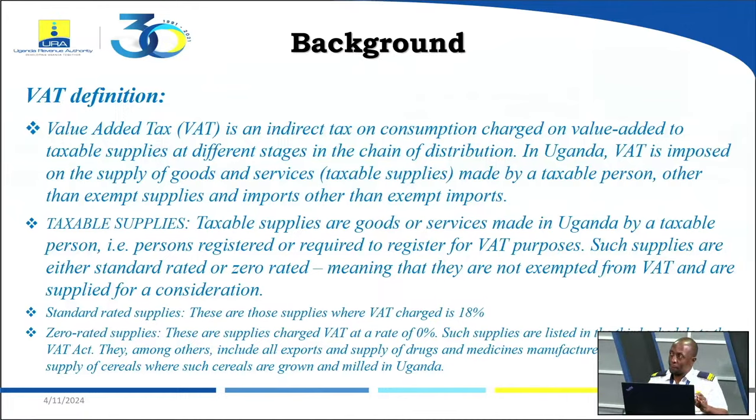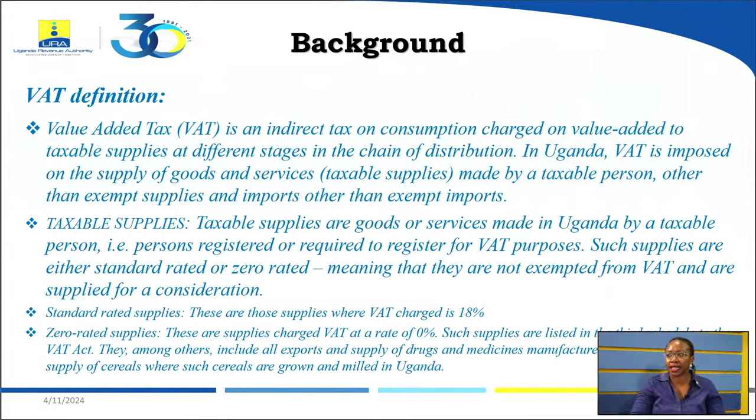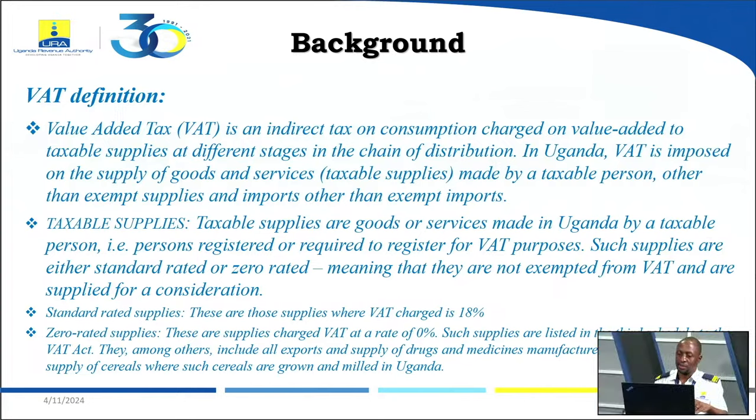While you were describing, you used other terms there: taxable supply, taxable person, exempt. So I was asking that maybe you can break it down a bit for us. All right. Okay, Josephine. Taxable supplies are goods and services made in Uganda by a taxable person. And a taxable person is someone who is required to be registered for VAT or someone who is registered for VAT. And you will ask me who is someone who is required to be registered for VAT.